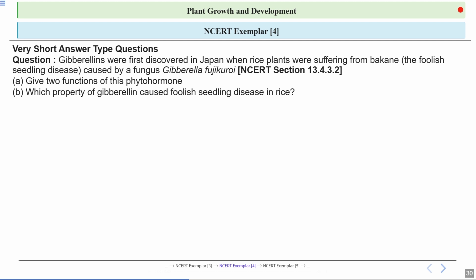Gibberellins were first discovered in Japan, where rice plants were suffering from Bakanae disease. This disease is also called foolish seedling disease, caused by the fungus Gibberella fujikuroi. This is the name of the fungus. This question is based on NCERT section 13.4.3.2, right? You have to give two answers for this. Give two functions of this phytohormone, gibberellin. And second, which property of gibberellin causes foolish seedling disease in rice?